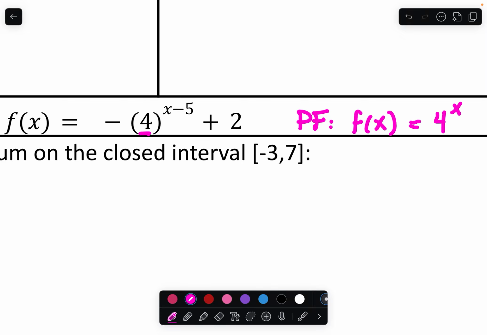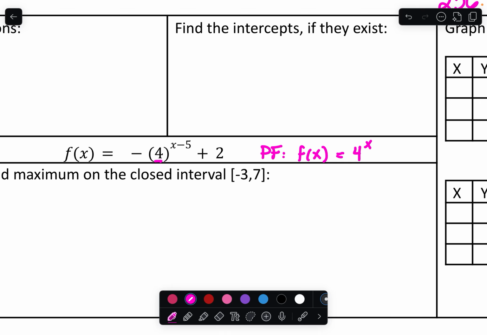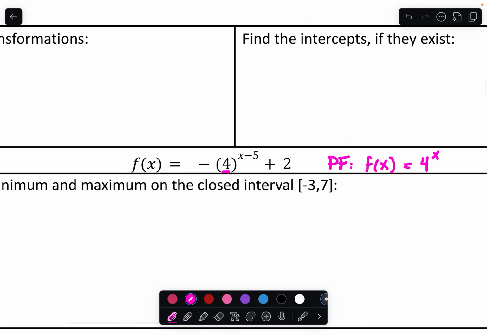That base does not affect the transformations. All right, that is just the base of the exponential. The transformations happen outside of that. So first transformation we have is a reflection over the x-axis for that negative. Then minus 5 tells me this graph is being shifted to the right 5. And then the plus 2 means it's been a vertical translation up 2. Again, that 4 does not affect the transformations. That is the base of the exponent.